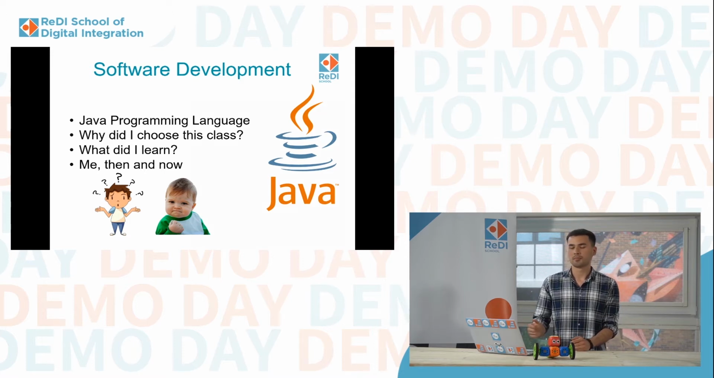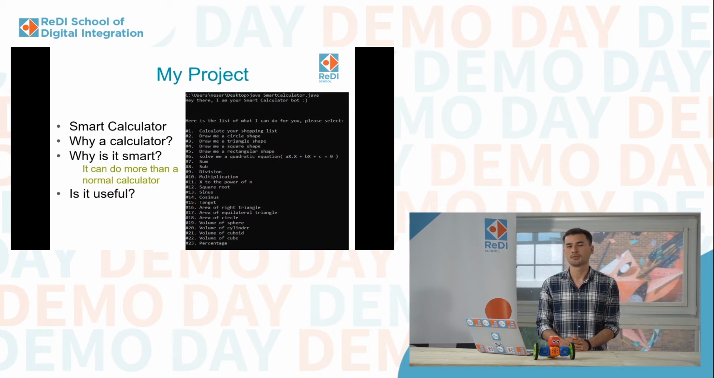The name of my project is a Smart Calculator, and I have chosen a calculator as my project because, as we all know, the calculator was the very first computer ever made, and it is smart because it can do a lot more than just a normal calculator and some basic calculations. And as you can see, I have already added 23 different options to my calculator, and it is very useful for anyone, especially for school students, and they can use it in their everyday lives.